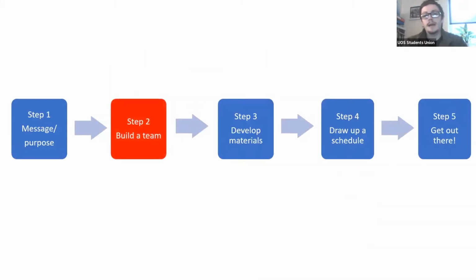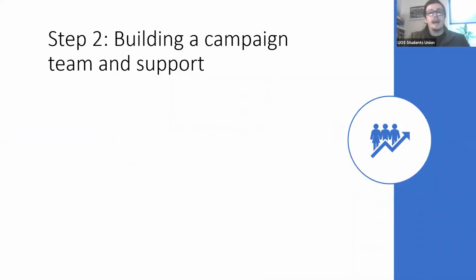So that's messaging. The key takeaway there is to have a core message that you can put across in an easy to understand and memorable way to voters, and be always thinking about that. In every interaction you have with a voter, think: what message do I want them to leave with? What do I want to communicate to them? The second step is about building a campaign team.